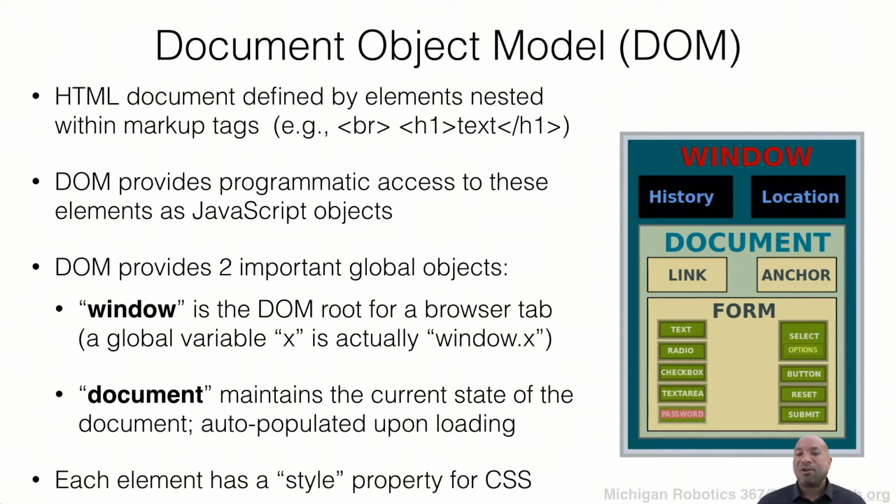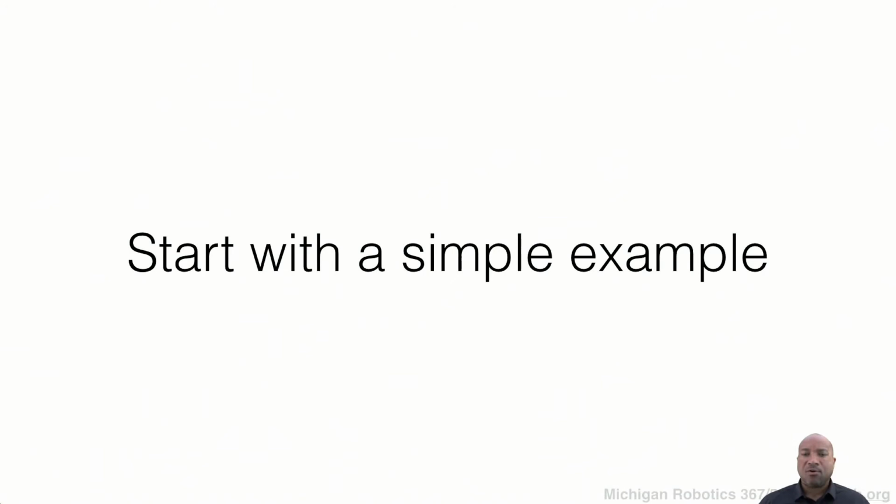And inside of window, there's actually a document object, and that maintains the state of the document that you're seeing, and that gets populated upon loading. And then every object has a style property, which is expressed in the cascading style sheets. And so we can start with a simple example that shows what this looks like.